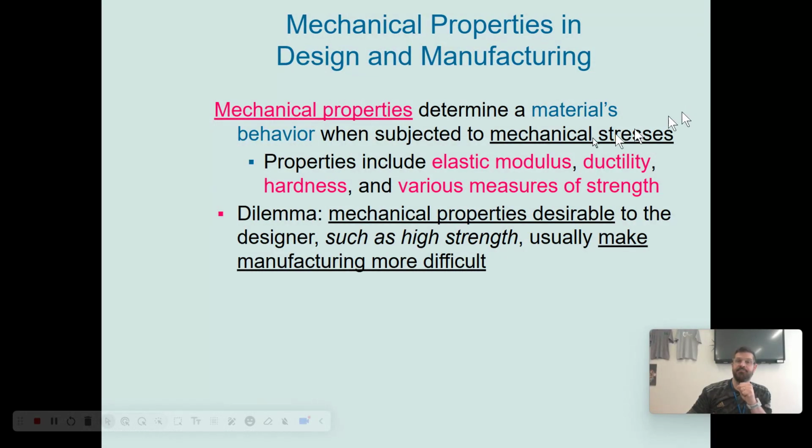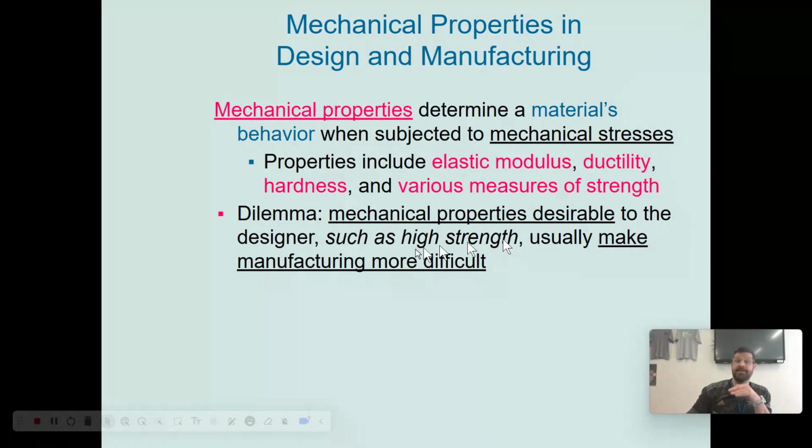How does it respond? We're going to look at things like elastic modulus, which is a measure of how elastic a material is when you subject it to force. Ductility, which is related, is the ability of a material to be stretched and pulled. In future ones, we're going to look at hardness and other measures of strength, but that's not today.